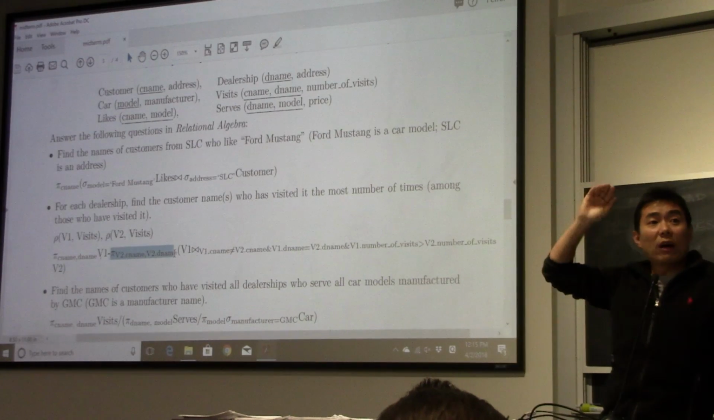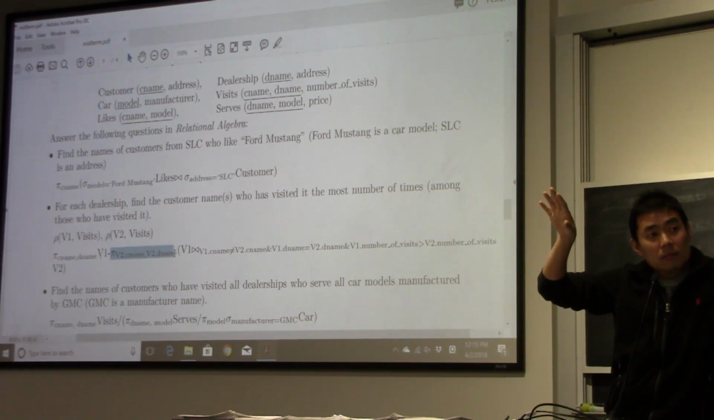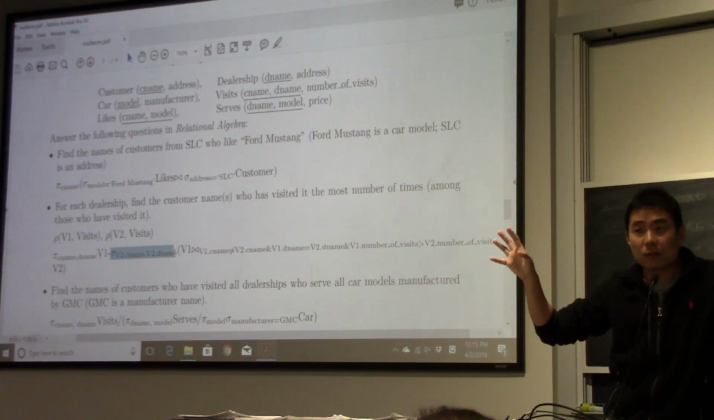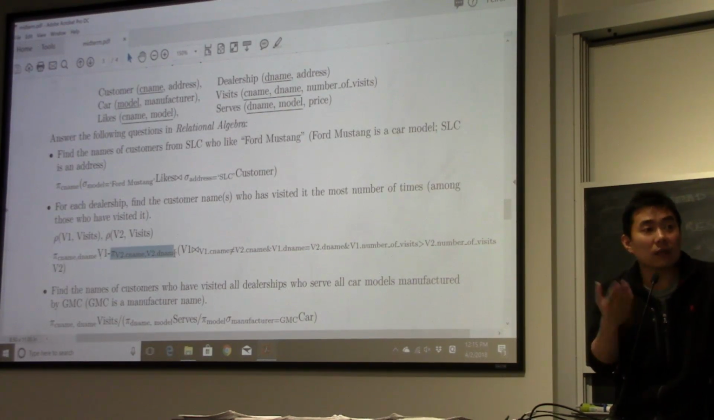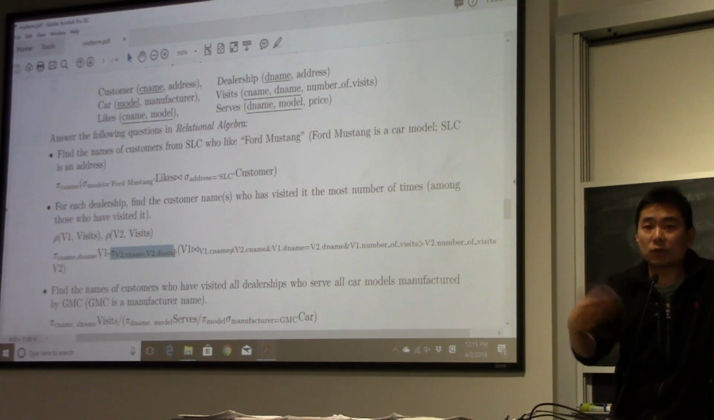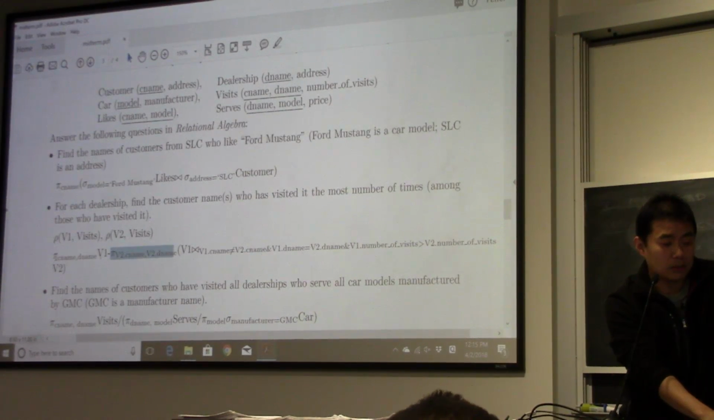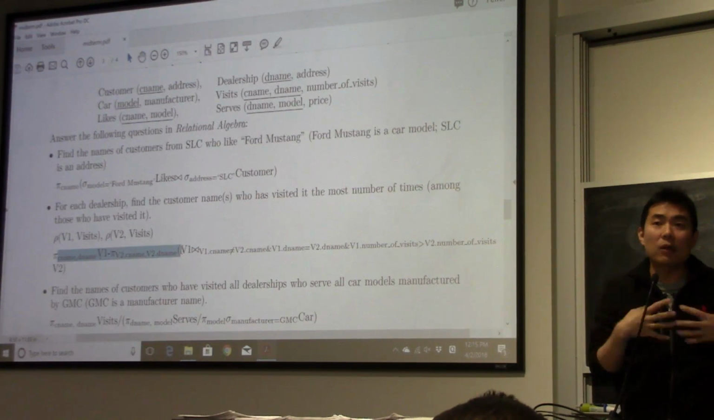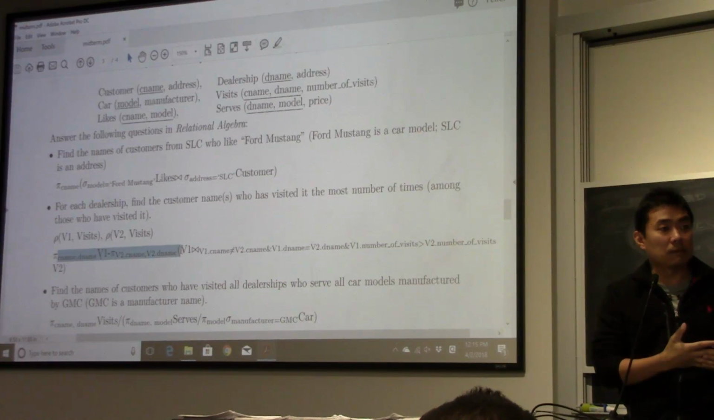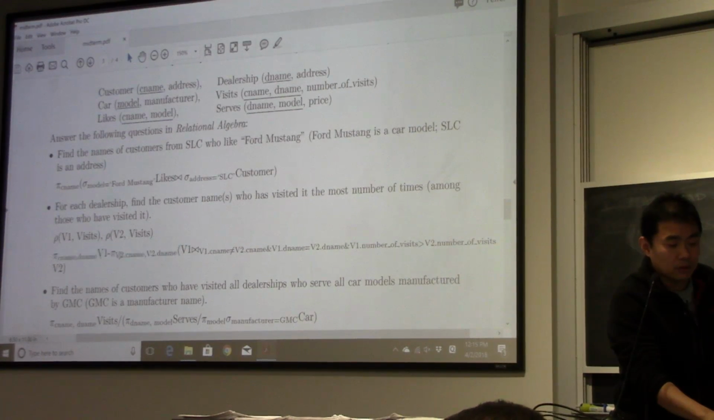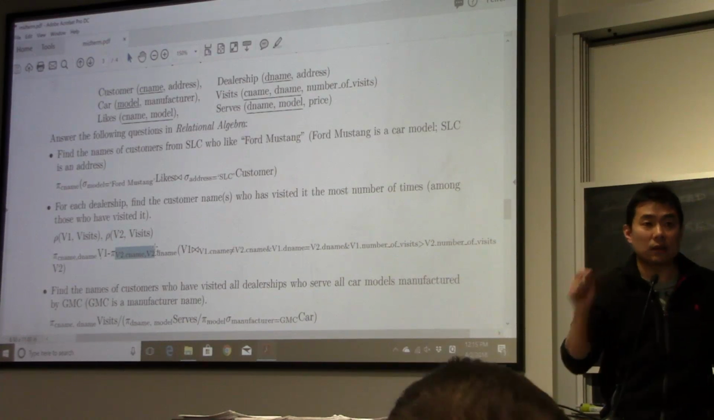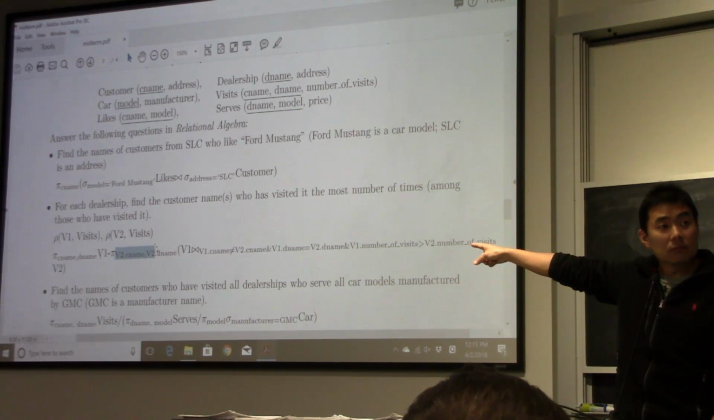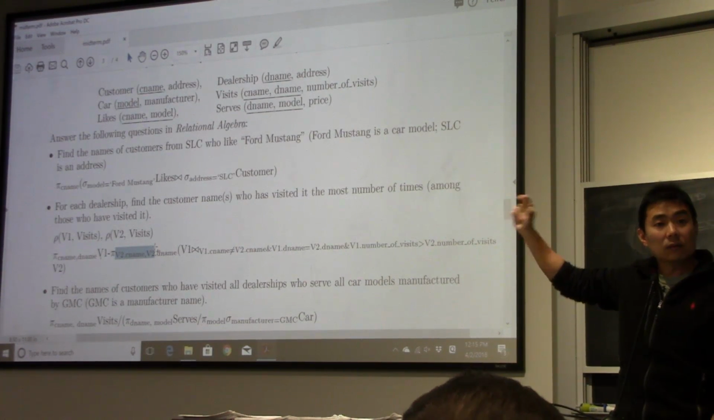The idea is you want to put out those who are smaller, meaning their number of visits is smaller than some other customer's, which means they have no chance of being the customer with the largest number of visits to that dealership. Then you take all the customers who visit that dealership and subtract away those who have a smaller number of visits. The remaining one must be the customer with the maximum visits. So it's really important for you to specify which one to put out. Imagine if you put out V1, in this case that would be wrong. Okay?